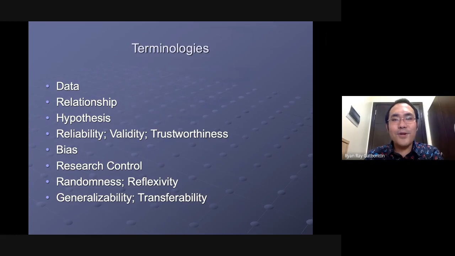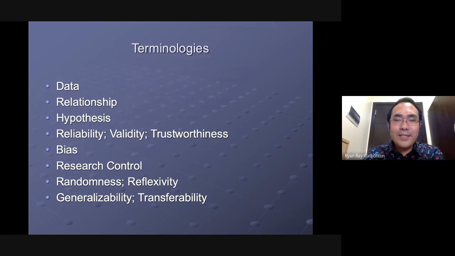Now, during the course of your research, you will encounter the words reliability, validity, and trustworthiness. When we say reliability, this refers to the consistency of your data. Consistency and repeatability. When we say our results are reliable, it means that our data can be obtained again and again given the same situation, given the same circumstances, given the same data collection protocol. That refers to your reliability.